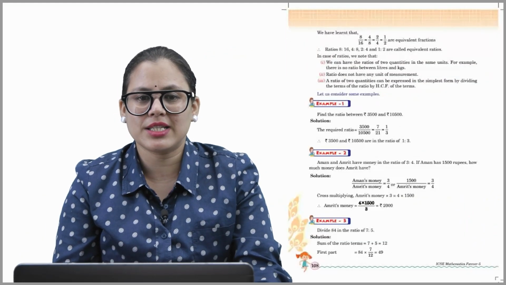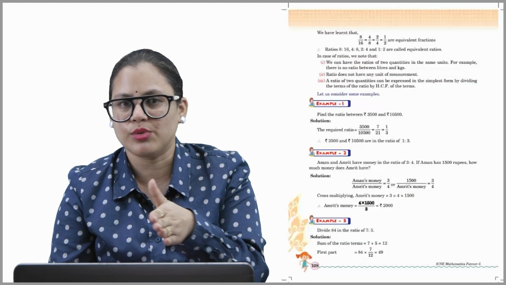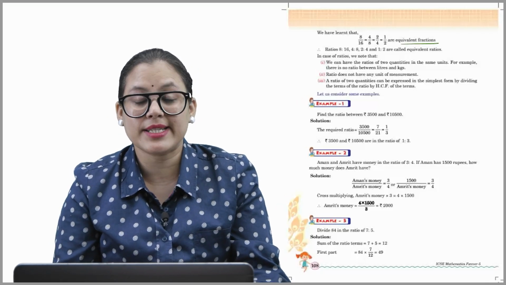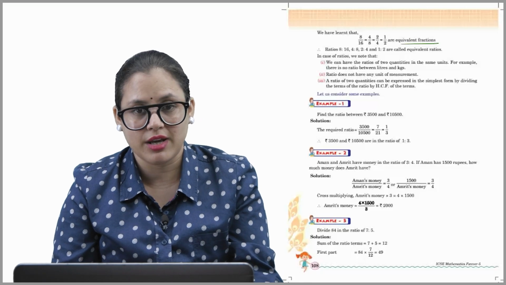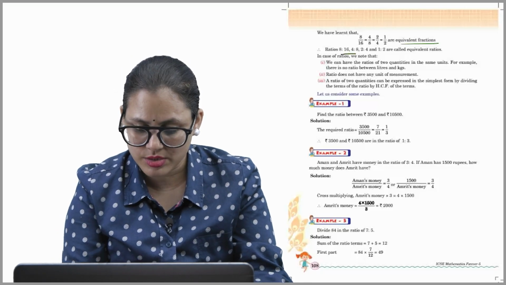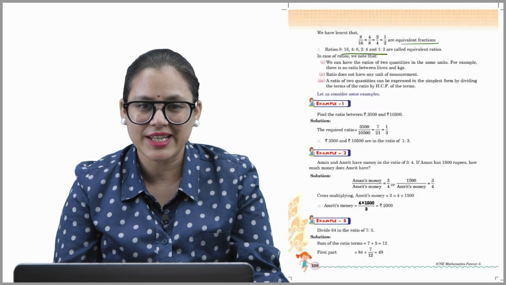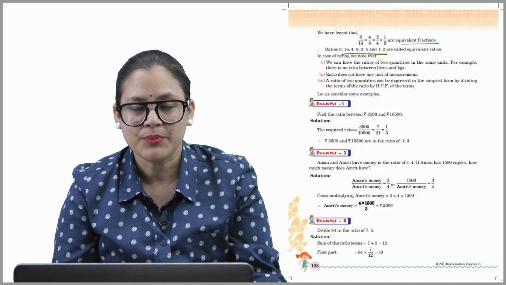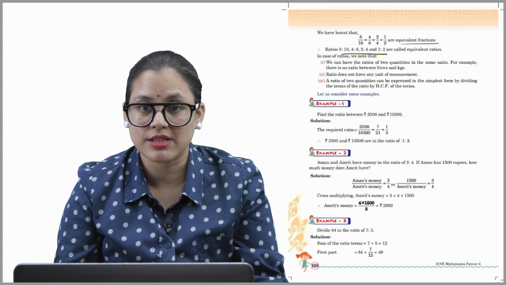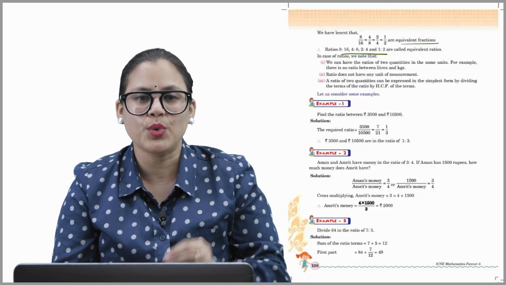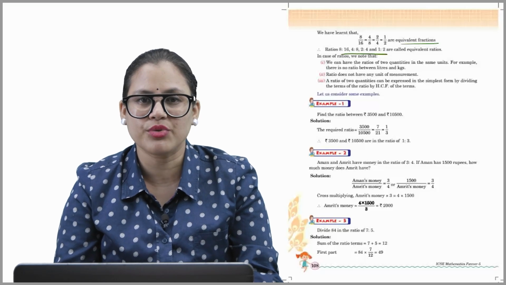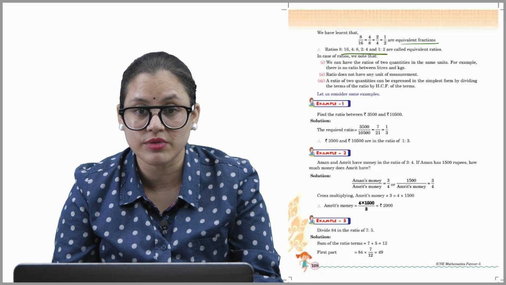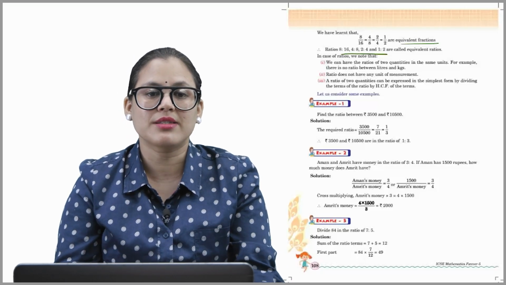We have learned that 8/16 is equal to 4/8 is equal to 2/4 is equal to 1/2. These are the equivalent fractions. So the ratios 8:16, 4:8, 2:4 and 1:2 are called equivalent ratios. In case of ratios, we know that number one, we can have the ratio of two quantities only in the same units. For example, there is no ratio between liters and kilograms. Number two, a ratio doesn't have any unit of measurement. And number three, a ratio of two quantities can be expressed in the simplest form by dividing the terms of the ratio by the HCF of the terms. Now let us consider some examples.